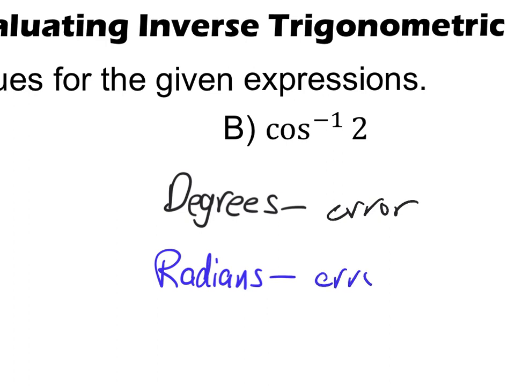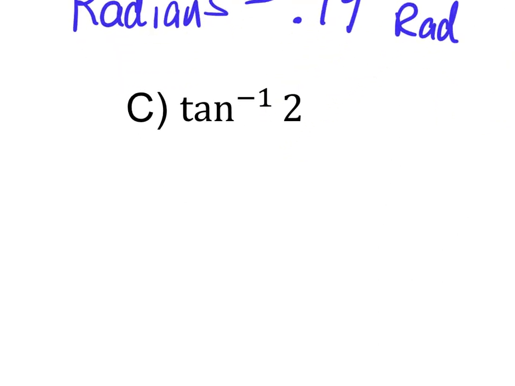Error again. Does that mean your calculator's wrong? Does that mean you did something wrong? No, that is a possible answer. The inverse cosine of positive 2 doesn't exist. And that's okay. You can get that as an answer. Let's try with tangent. What happens when we do tangent?